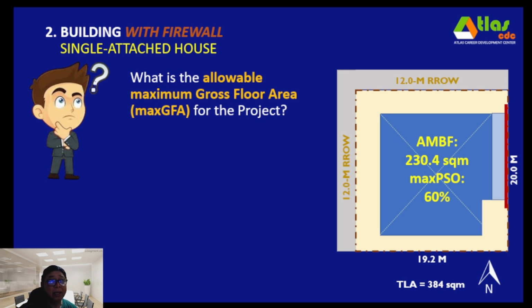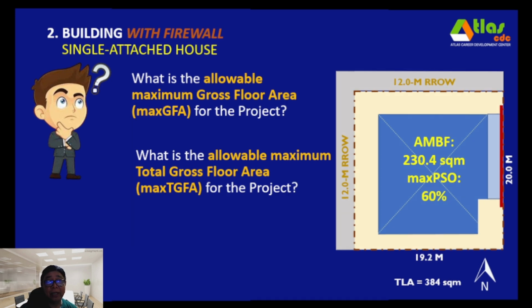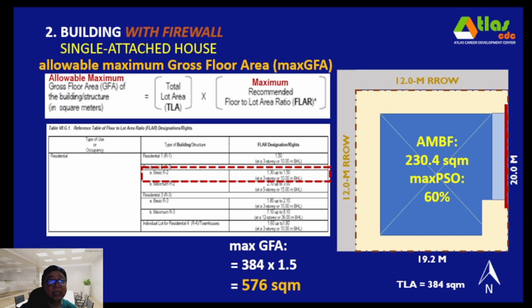So we go to the other development controls pertaining to the floor areas of the building, the allowable maximum GFA and the allowable maximum total gross floor area for a building with firewall, single attached house. Now for the allowable maximum gross floor area, actually this does not matter whether you have firewall or no firewall, your value will be the same. It will just be your TLA times the maximum recommended floor to lot area ratio. So therefore, our value here is the same as the one without firewall, 576 square meters also.